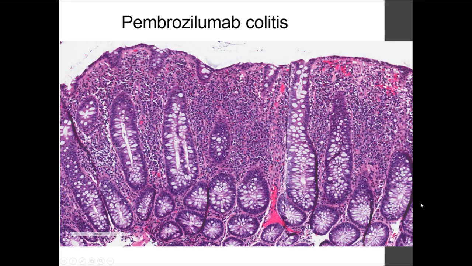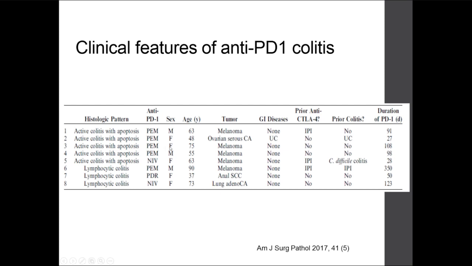This is a pembro colitis. Actually, this looks more like a lymphocytic colitis to me with much increased apoptosis. And this is to highlight this new thing that we're starting to see more and more commonly. Patients are being placed on these anti-PD-1 drugs for multiple tumors. The case that I show you was a melanoma patient being treated with one of these drugs. They can present with lymphocytic colitis pattern of injury or with active colitis pattern of injury, frequently with associated apoptosis.